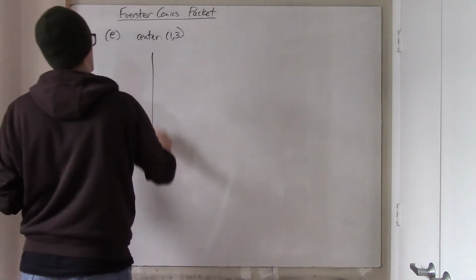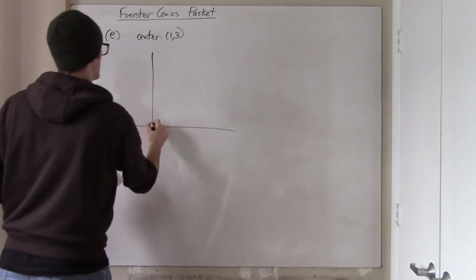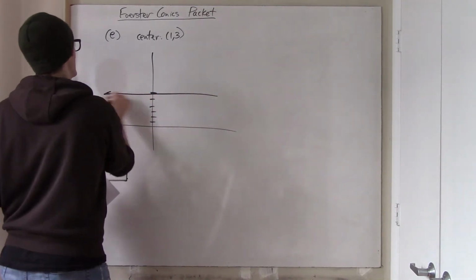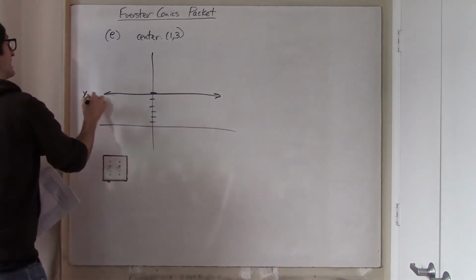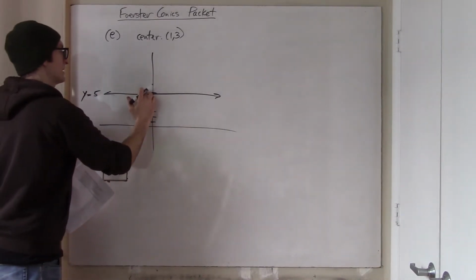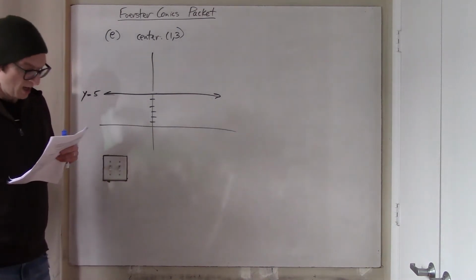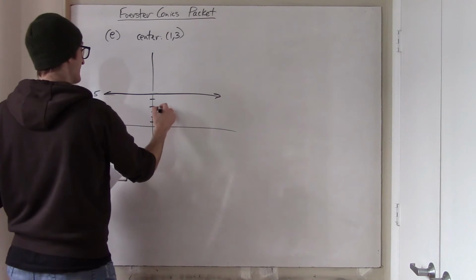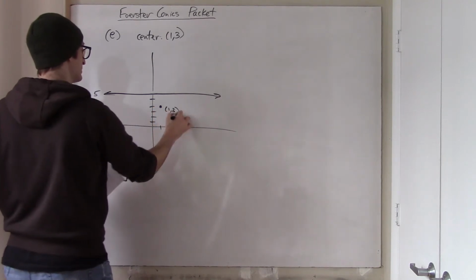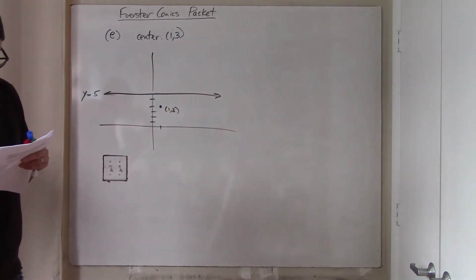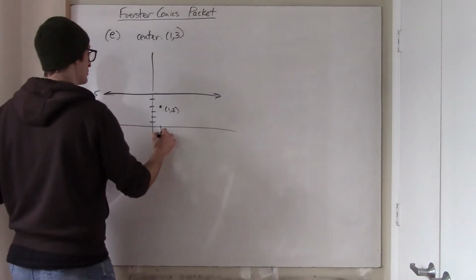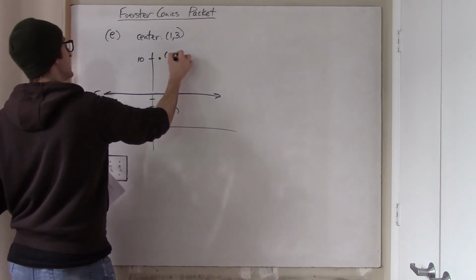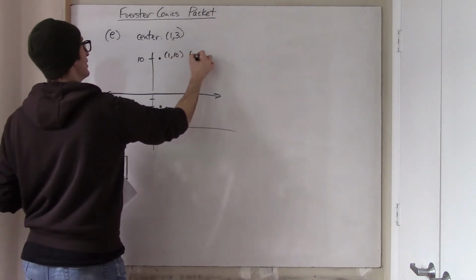Okay, let's make a picture. So here y equals 5, this is my directrix. Center 1, 3. So I have a center at 1, 3, and corresponding focus at 1, 10. So up here at 1, 10 is my focus.